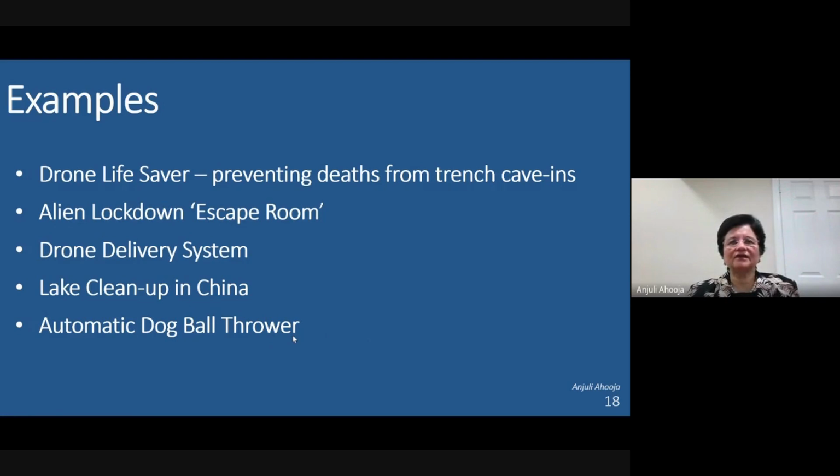So instead of a person throwing the ball, the system or the mechanism is throwing the ball out, and the ball is brought back by the dog. So the empathy was how to help a dog exercise when the master is not able to take the dog outside for walks or make them exercise in other ways.